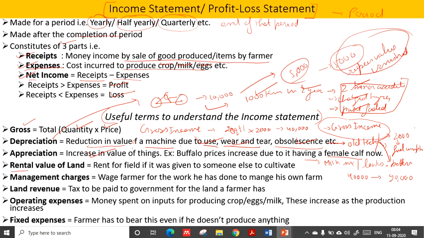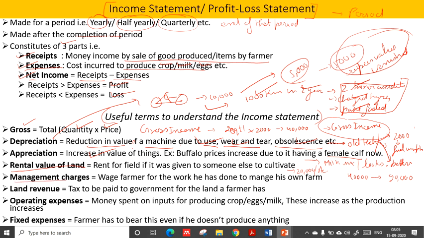Rental value of land, it's simply the rent. If you are renting your land out to someone else, what rent would you get, what amount of money would you get? Let's say one year you don't want to cultivate your land, you want to just rent it out, ठेके पे देना बोलते हैं आजकल, so the money you will be getting for it is, let's say, 20,000 per acre. So this is the rental value of land, rent for the field if it was given to someone else to cultivate. Okay, then there are management charges.